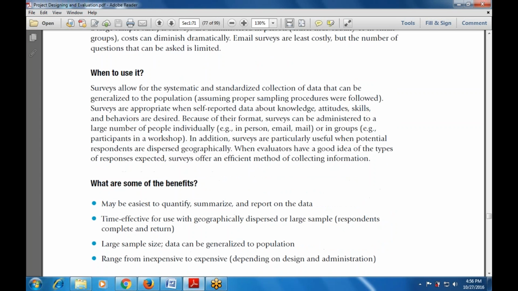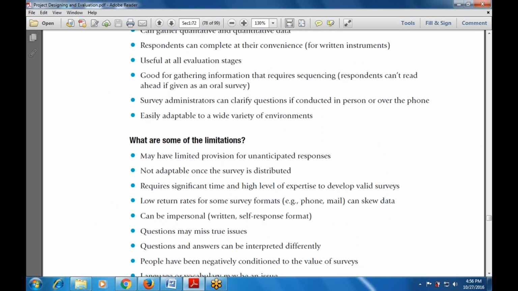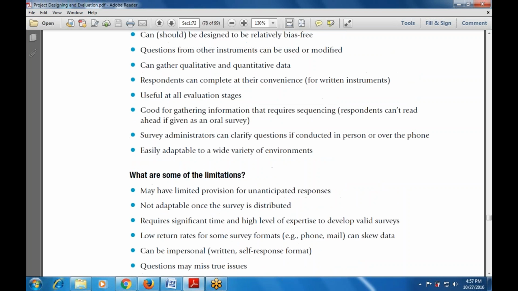Then the cost issue and when to use it: when the data is standardized with the content. What are some of the benefits and advantages? Then what are some of the limitations? There is limited provision for unanticipated responses. Surveys are not adaptable once the survey is distributed. They require significant time and a high level of expertise to develop a valid survey, and they can be skewed and have a low level of returns.